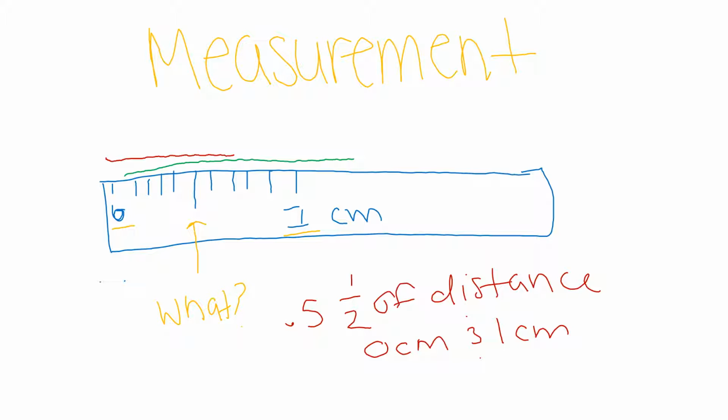So if I were going to measure that red line with my ruler here, I would go 1, 2, let me put that in a better spot for you actually. I would go 1, 2, 3, 4, 5, 6, 7. It looks like that red line lines up with the 0.7 centimeters.